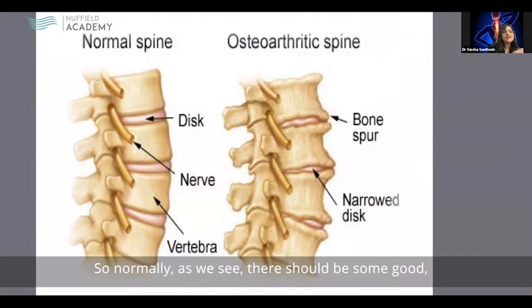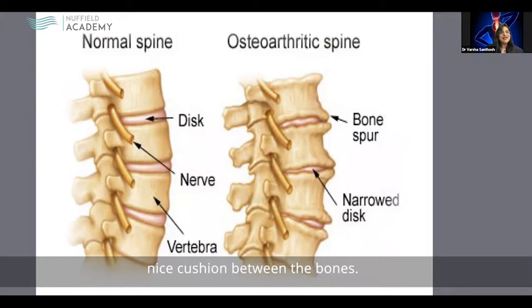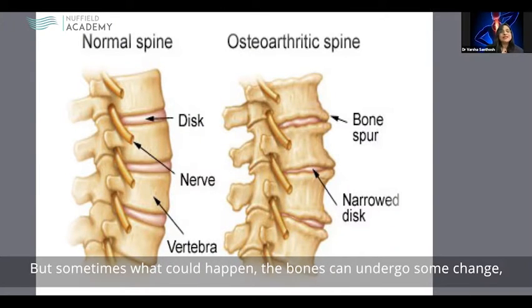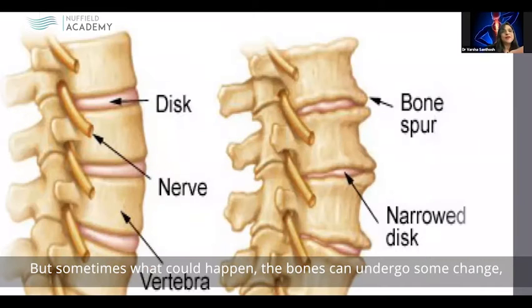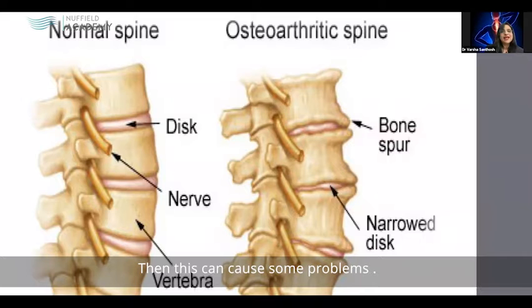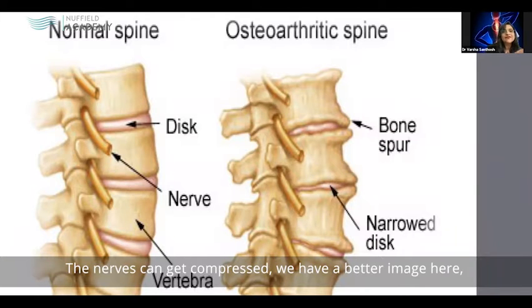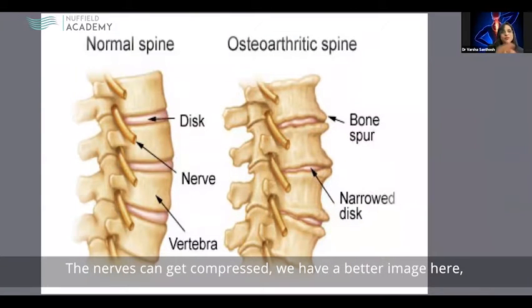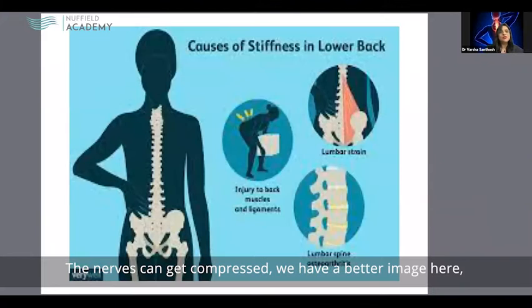So normally, as we have seen, there should be a good, nice cushion between the bones, and there are these nerves coming out. This is all in a normal structure. But sometimes what could happen? The bones can undergo some change. The disc can have some problem. The nerves can get compressed. So we'll have some better images also.